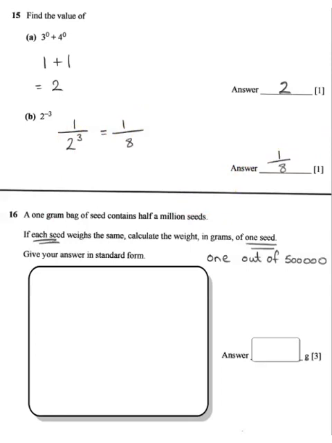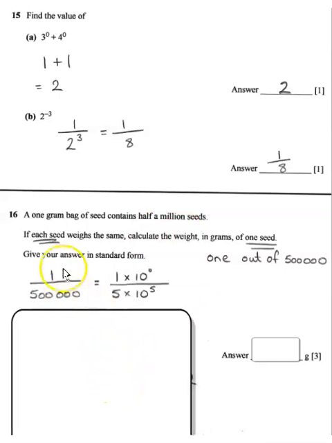So question 16, it's a standard form question. So it says a 1 gram bag of seed contains 500,000 seeds. If each seed weighs the same, calculate the weight in grams of one seed. Give your answer in standard form. So that's one seed out of 500,000 seeds. So the way you would write that is 1 out of the 500,000.